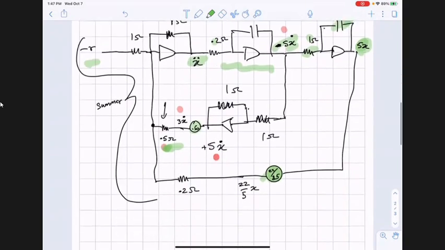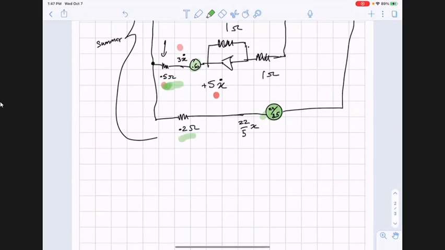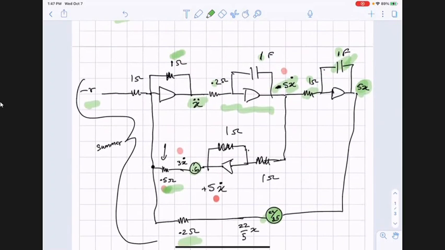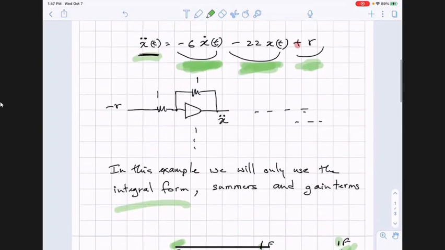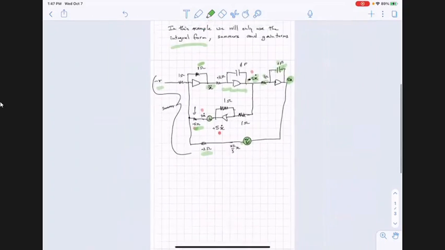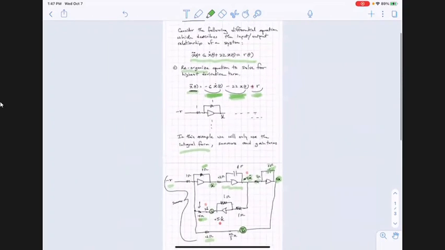So I need to get rid of that divide by 5. So I put in a 0.2 ohm resistor here, and my feedback resistor is 1. So 1 divided by 0.2 gives me 5, multiplying 22 over 5, which gives me 22, minus 22 coming back, and that's what I need here. All right. So that's how I generate this differential equation using op amps, integrators, summing junctions, that sort of thing. All right, who followed me?